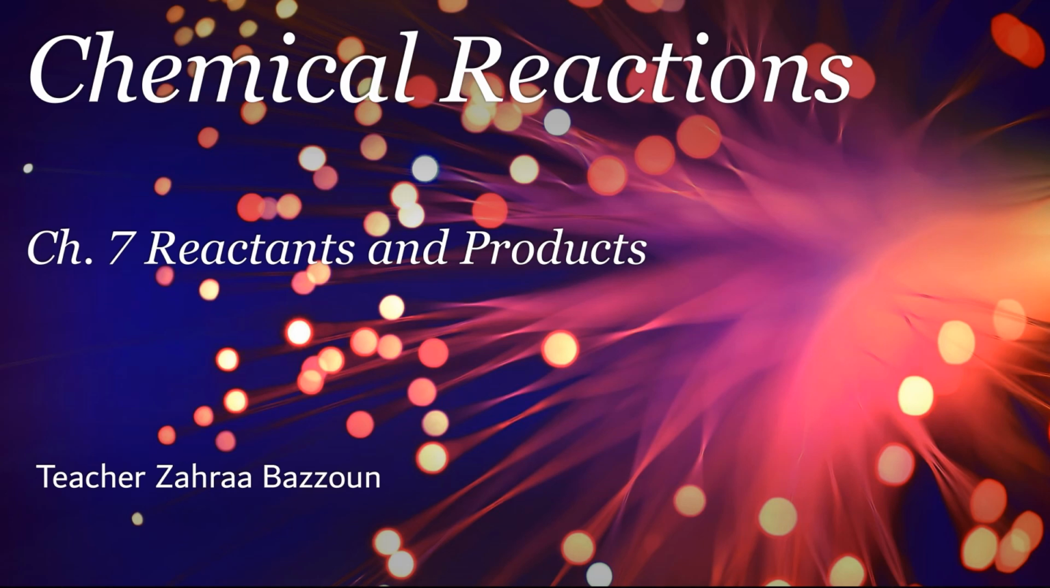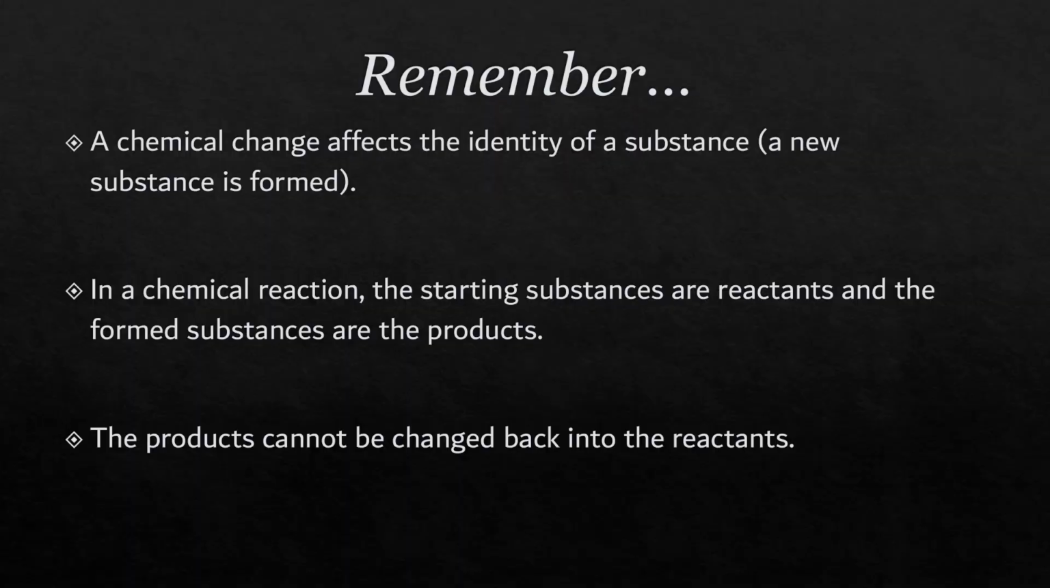Let's continue our lesson about reactants and products. As a reminder, last time we talked about a chemical change. We said that a chemical change affects the identity of a substance where a new substance is formed. We also said that in a chemical reaction, starting substances are called reactants, and the substances that are formed are called the products. We also talked about how the products cannot be changed back into the reactants.